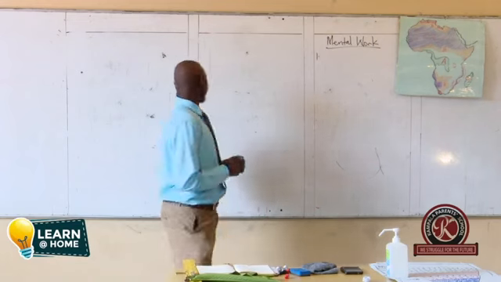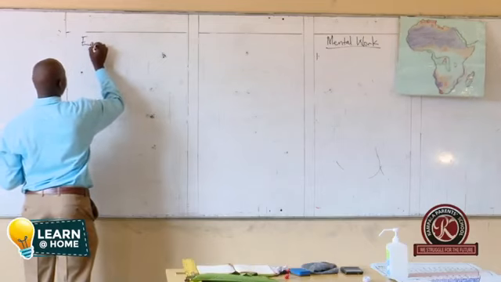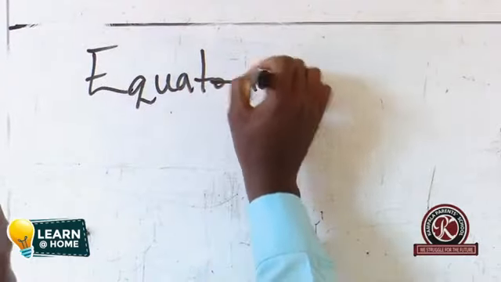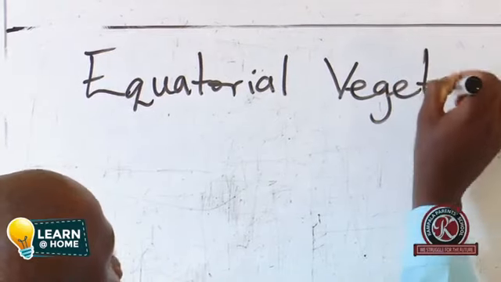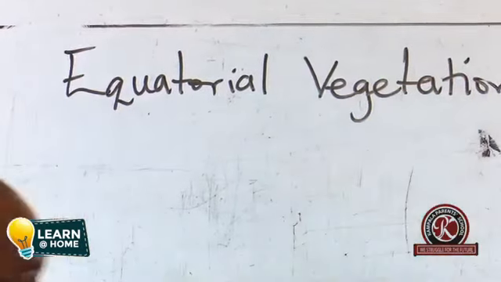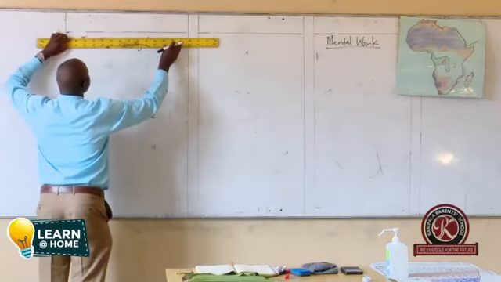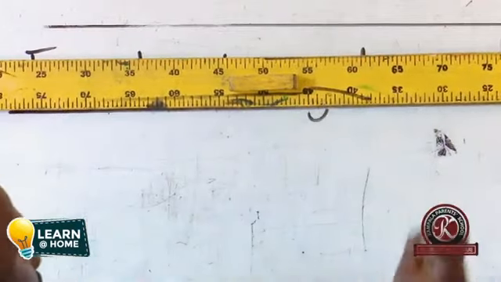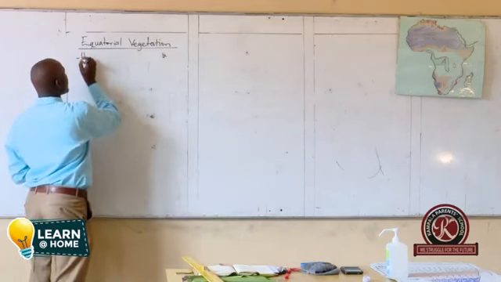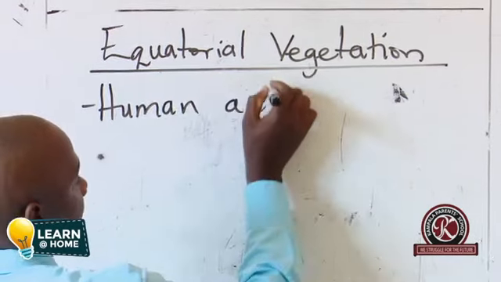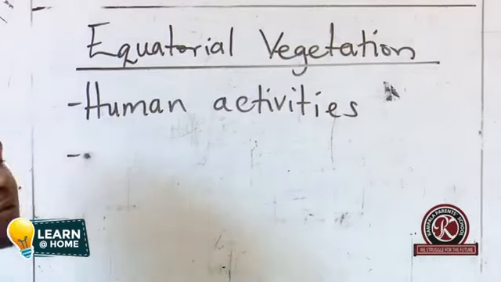We can have our sub-heading here: equatorial vegetation. So when we are looking at equatorial vegetation, we shall look at aspects within it which we are going to tackle one by one. We are going to begin by looking at the economic activities or human activities within equatorial, that would be one.